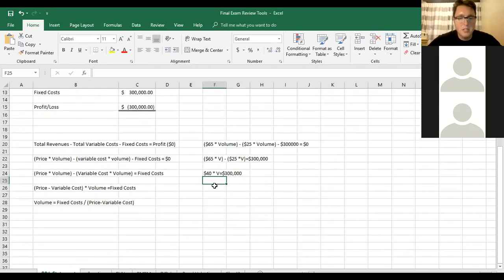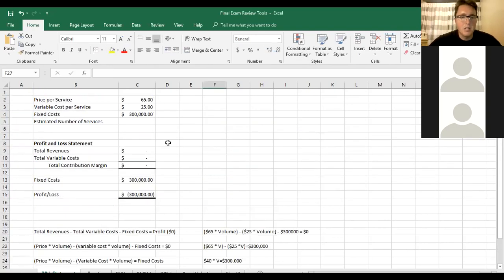Now I just divide both sides by 40 and I should be able to get my break-even volume. So let's see here if I do this correctly. 300,000 divided by 40 gives me 7,500. That's my break-even volume, and we can plug that into our statement and double check.